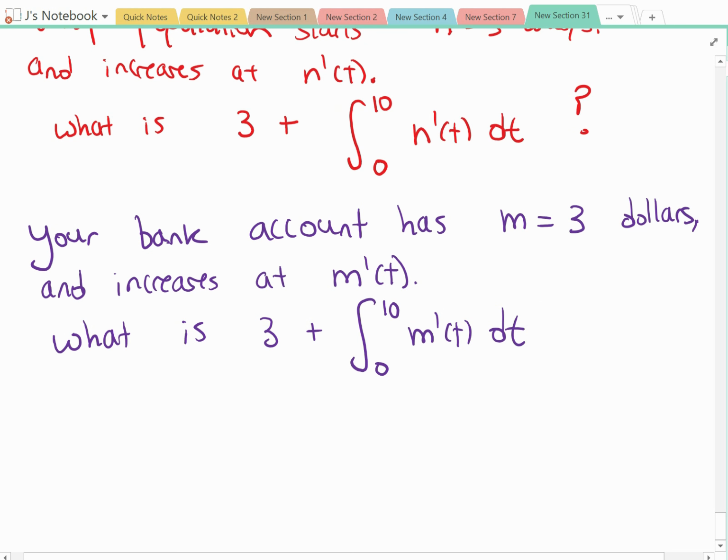So m prime of t is saying, as a function of time, how much money is being added to the account every day? So m prime of 1 will be how much money is being added to the account on day 1. m prime of 2 will be how much money is being added to the account on day 2.